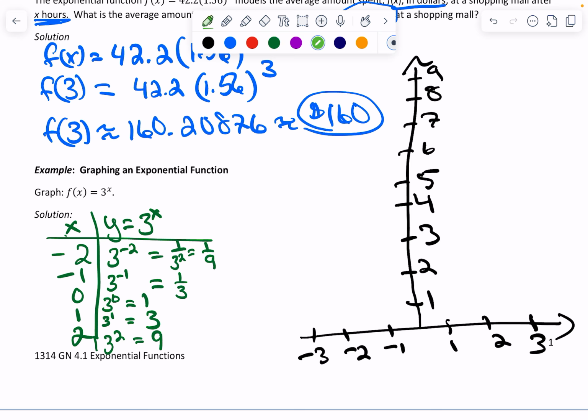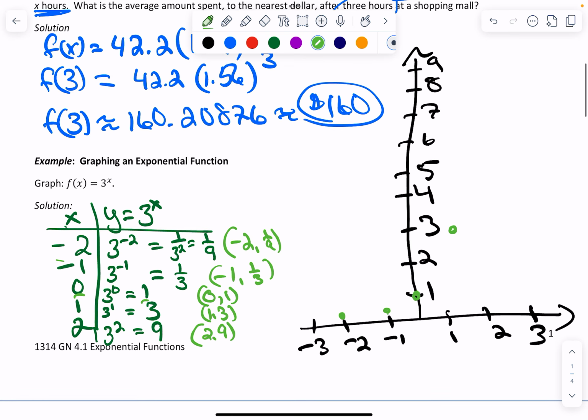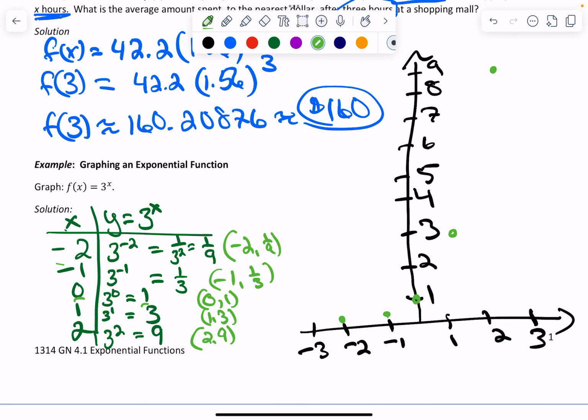Okay, our first ordered pair is going to be -2 and 1/9. So that's somewhere right here. Our next one is -1 and 1/3, so somewhere here. 0 and 1 is the next one, right here. 1 and 3 is going to be here, and 2 and 9, so that's going to be, oops, all the way up here. Okay, so let's go ahead and sketch. It looks something like that.